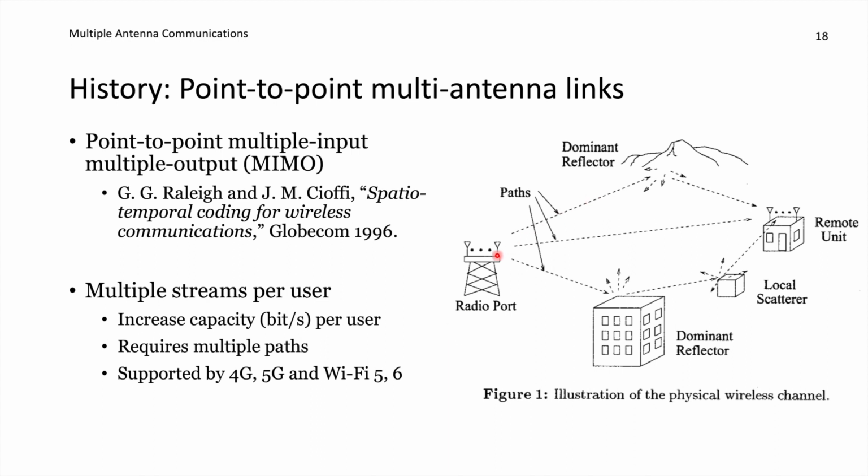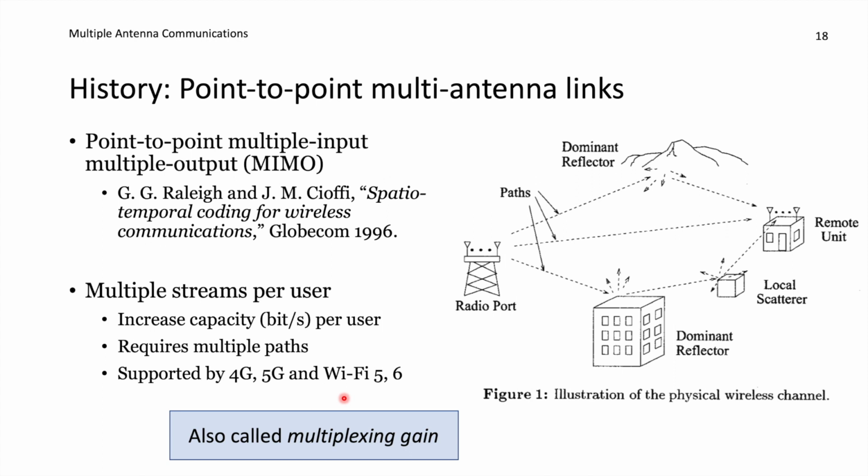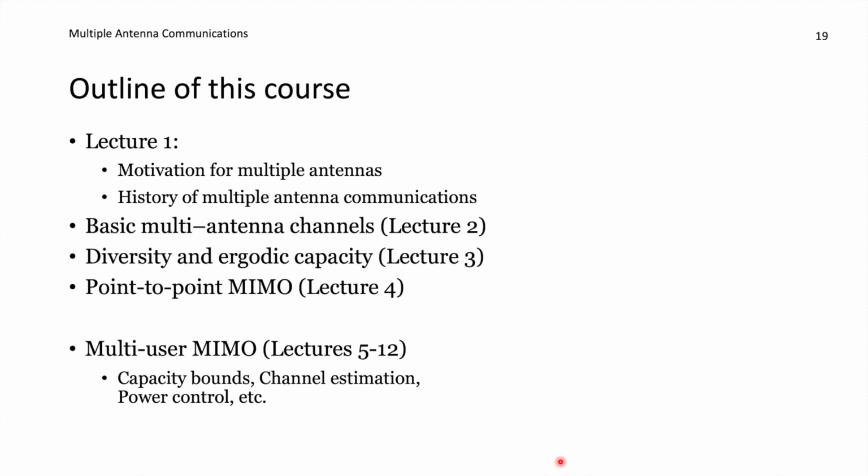But here we can send multiple streams to the same user, and then we need to have a propagation environment where beams sent in different directions will lead to the receiver. So it might be bouncing off different objects, and you might have a direct path. And this is also supported in 4G and 5G and Wi-Fi 5 and 6, and this is also called the multiplexing gain.